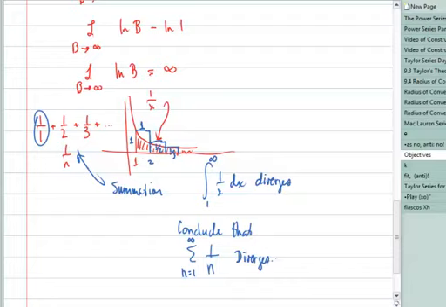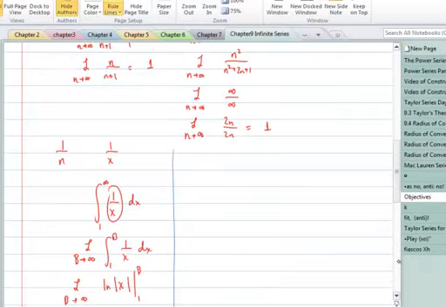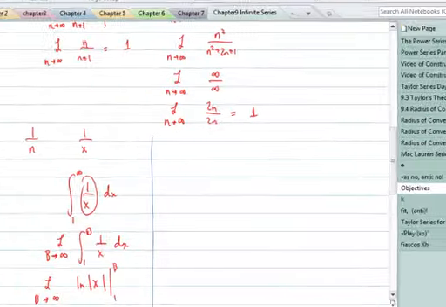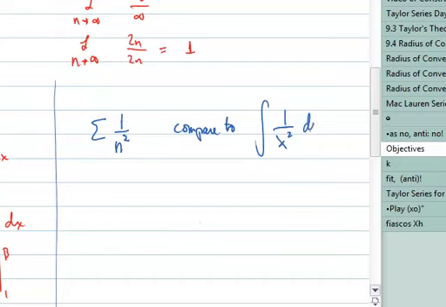So that's my first part of this discussion, is to show that the sequence 1 over n is divergent. Now we consider what is happening with the series of 1 over n squared. Well, we're going to compare it to the integral of 1 over x squared.